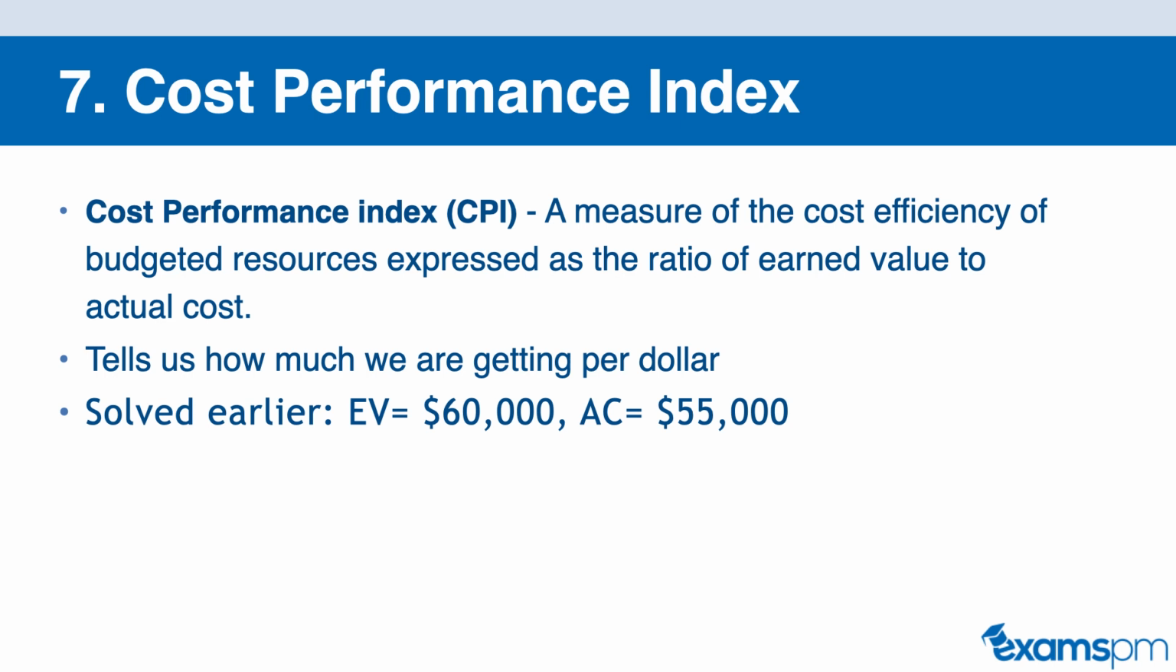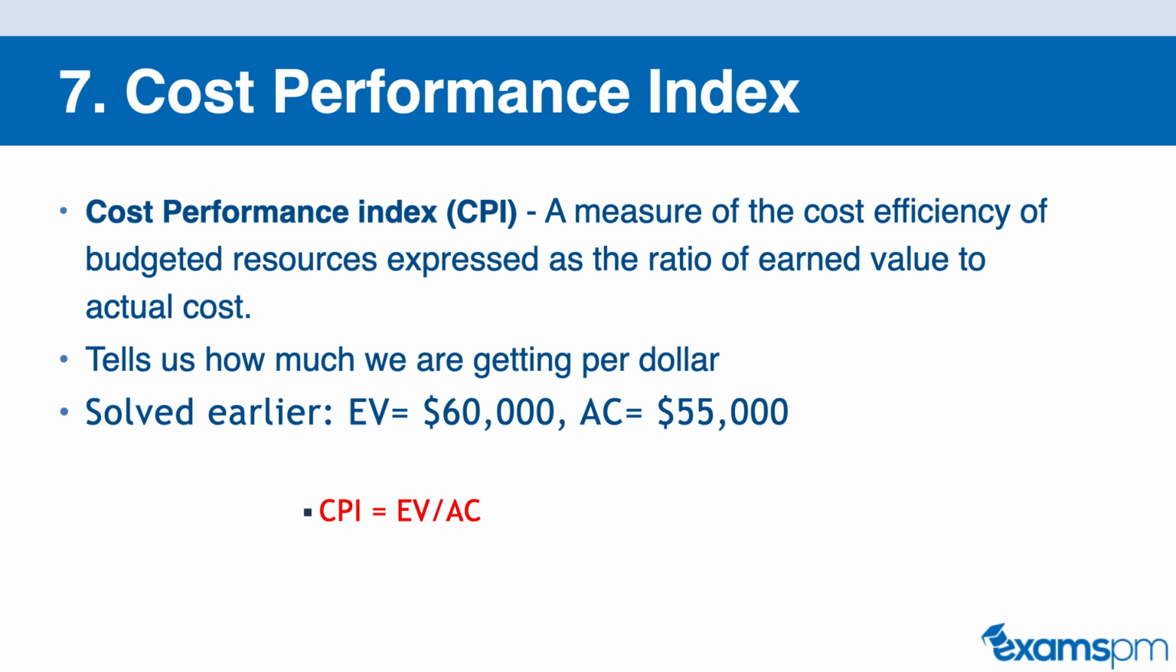So the formula for cost performance index is actually similar to cost variance. The formula for cost performance index is earned value, or EV, divided by actual cost, or AC. So instead of subtracting like what we did when we were doing the variances, when we want to express it as a ratio or a percentage, then we divide instead.